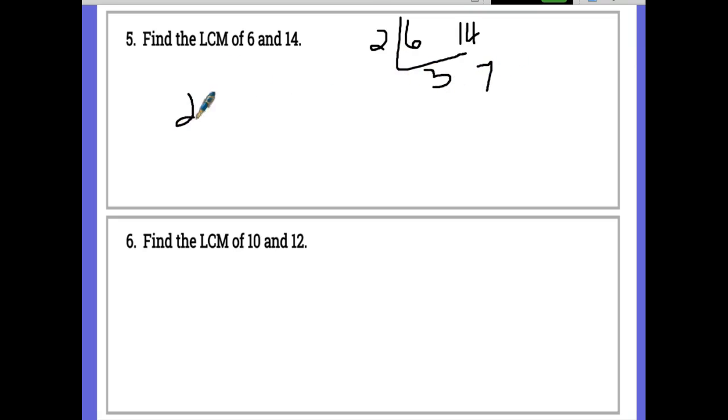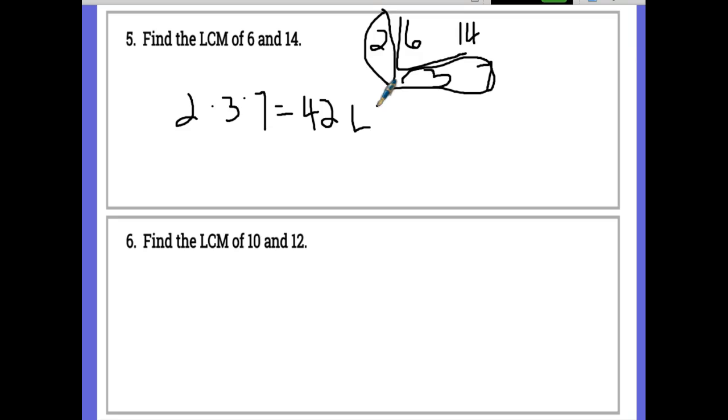So I'm going to multiply. I'm going to circle first. I'm going to multiply 2 times 3 times 7. Well, 2 times 3 is 6. 6 times 7 is 42. And 42 is the least common multiple for 6 and 14. Okay, I have no doubt that's exactly what you got for your answer.